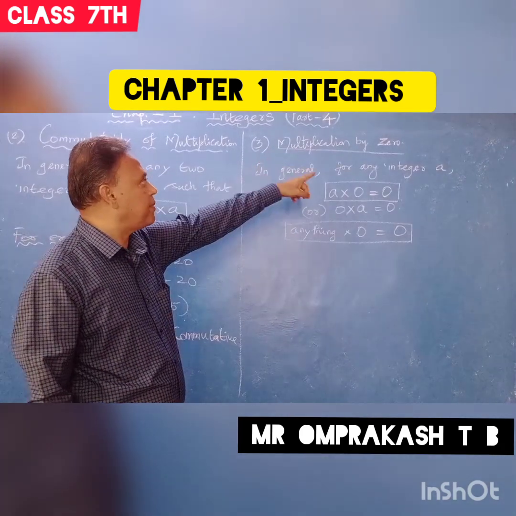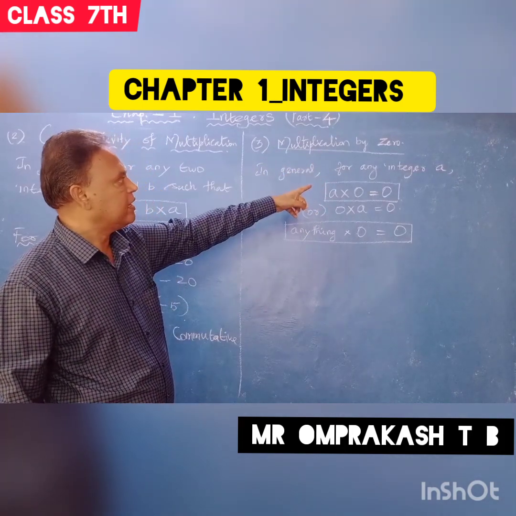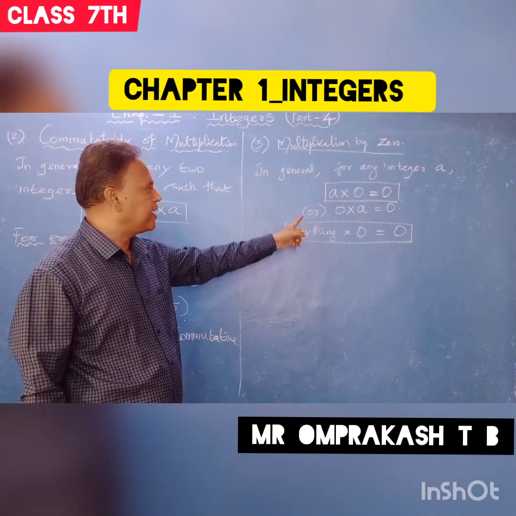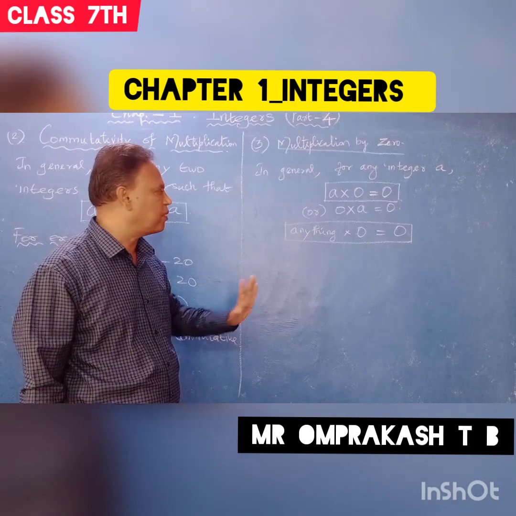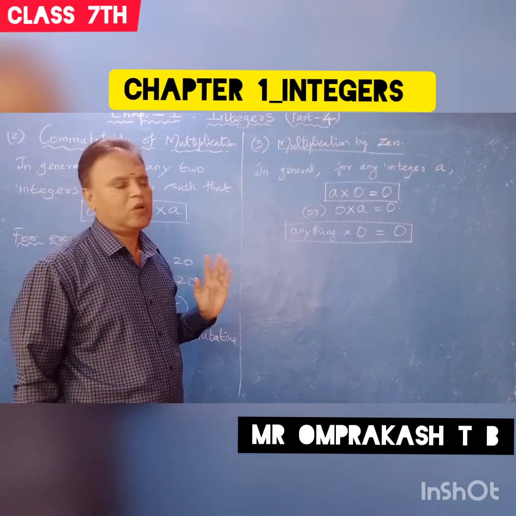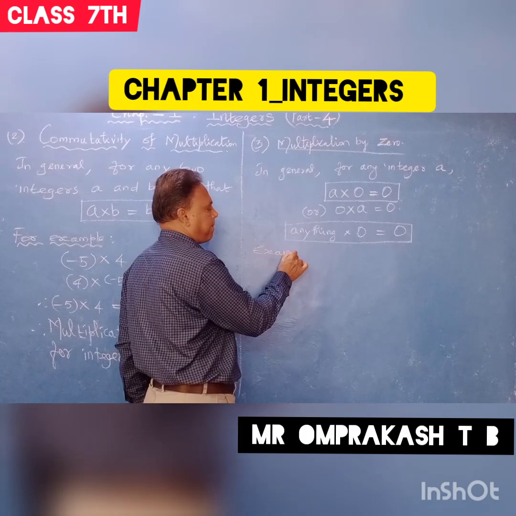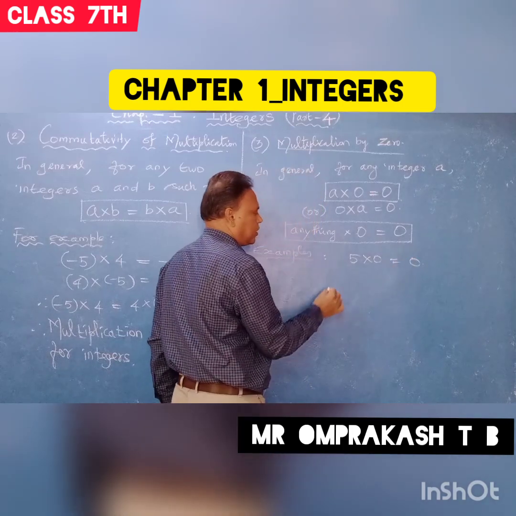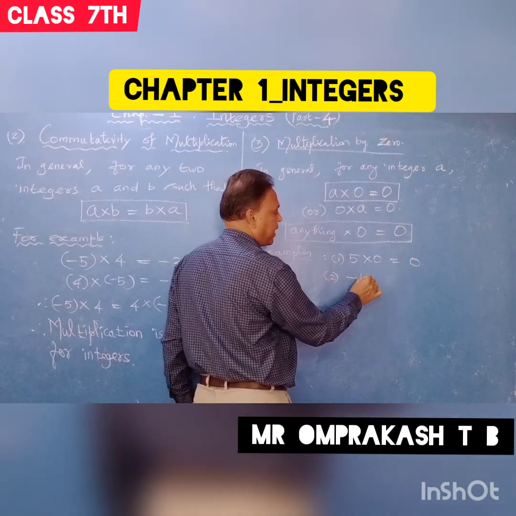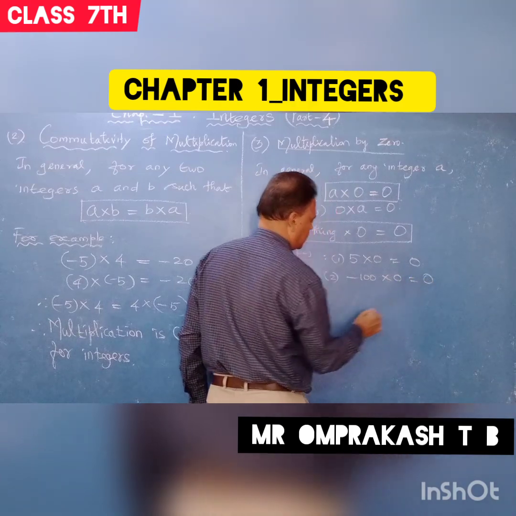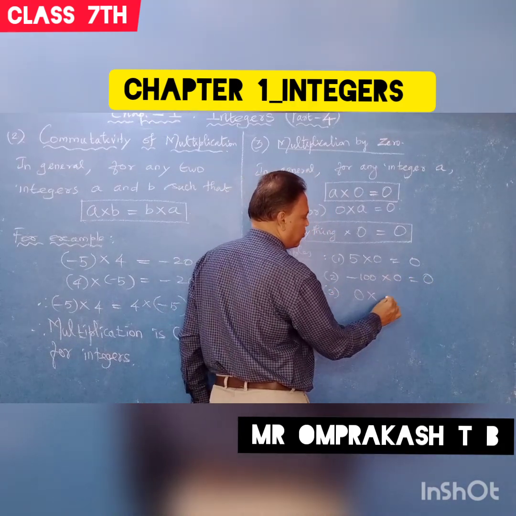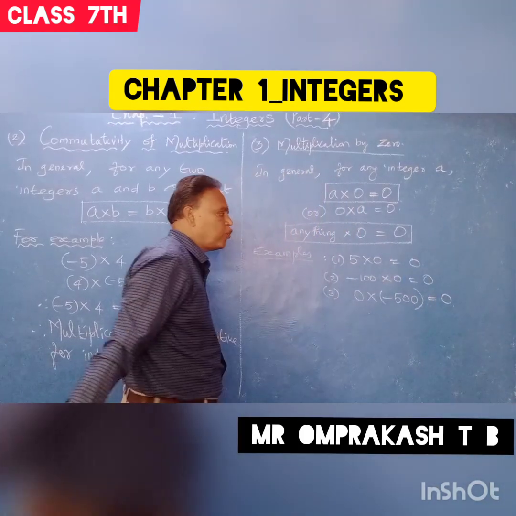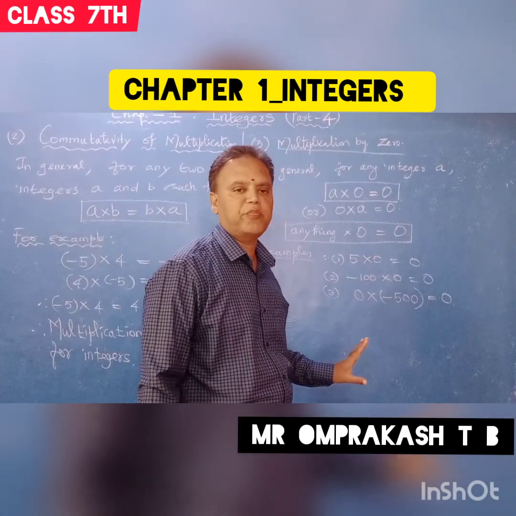So next we will see multiplication by 0. So in general, for any integer a you take, a into 0 equal to 0. Or we can write 0 into a also 0. That's why simply remember that anything into 0 is 0. For example, you see, 5 into 0, 0. Okay. Minus 100 into 0, also 0. 0 into minus 500, also 0. So like this, so many examples you can write. 0 into anything, 0. Simply remember.